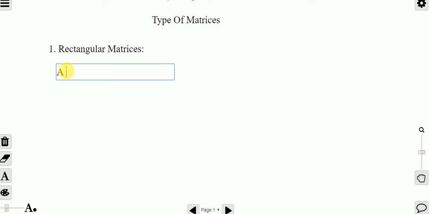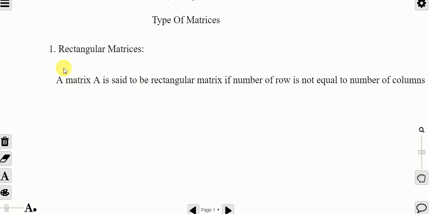A matrix A is said to be a rectangular matrix if the number of rows is not equal to the number of columns.